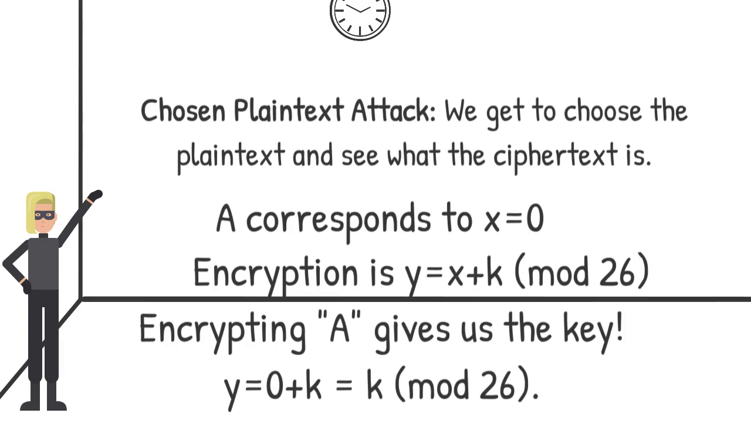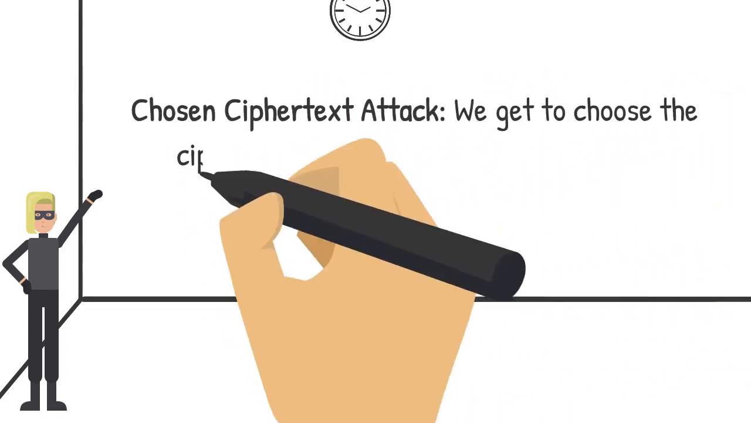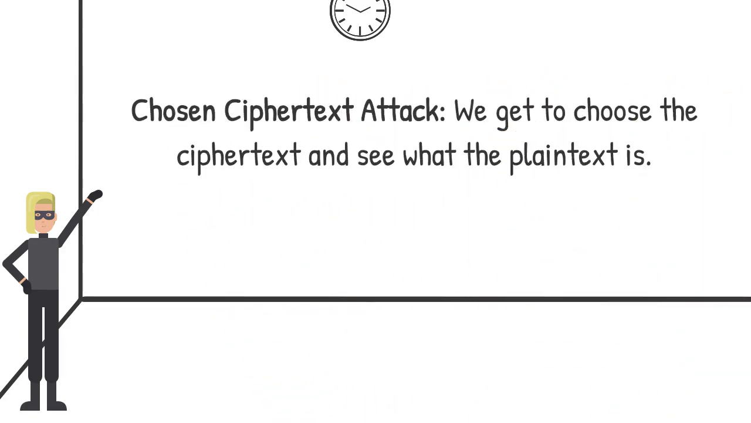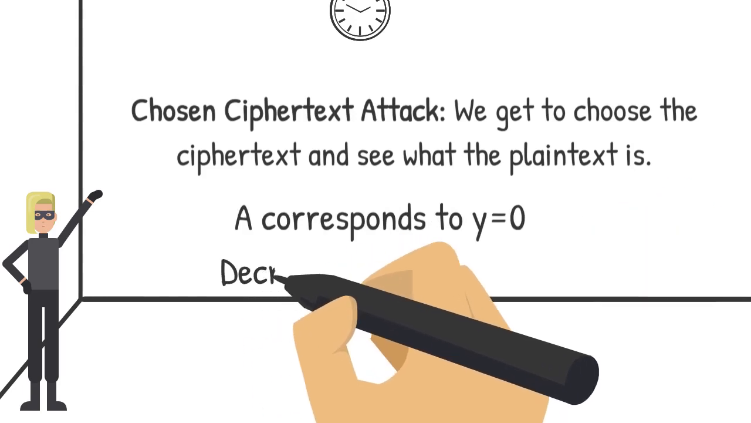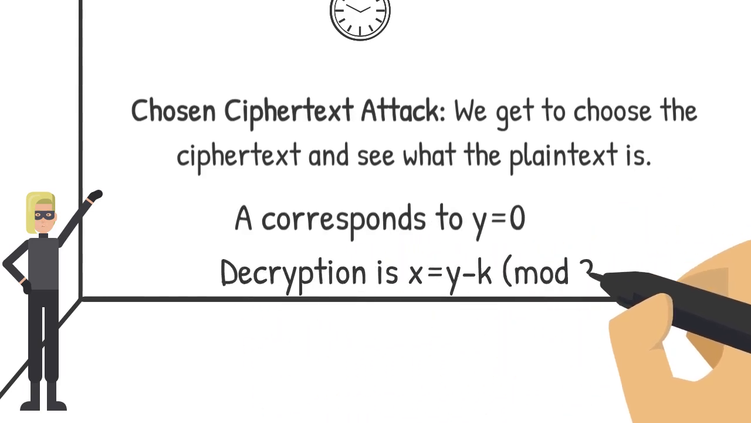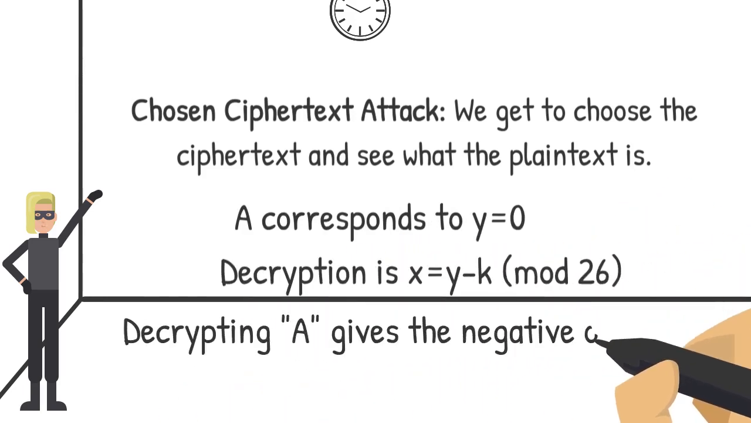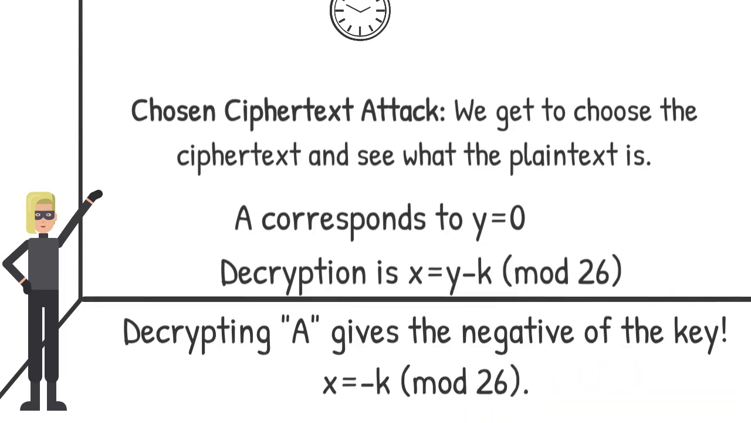Silly Romans. The last type of attack is the chosen ciphertext attack. Here we get to choose the ciphertext and see what Bobbicus decrypts it to. Bobbicus is now the one acting like an oracle. Now let us send Bobbicus the ciphered text A. He will decrypt this and give us the negative value of the encryption key. Of course, we can use this to decrypt future messages. Silly Romans.